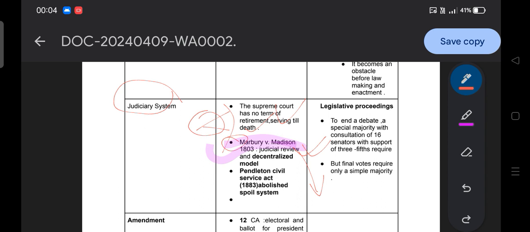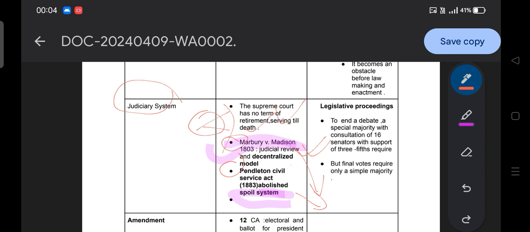Then moving to another concept, that is the spoils system. So what is the spoils system? A spoils system is a system which was practiced in the USA but not right now.